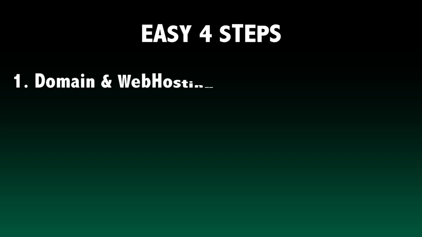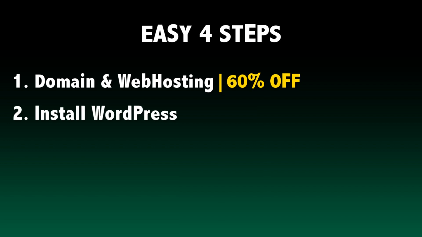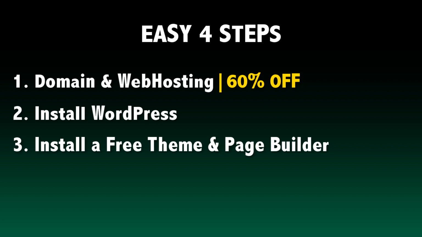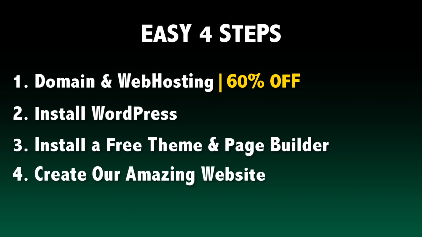So without further ado, let's get started. The first thing we're going to do is get a domain name and web hosting, and I can provide you through my link with a 60% discount off your hosting. After that, we will install WordPress. After that, we are going to install a free theme called Phlox and a free page builder called Elementor. And when we have done that, we will create our amazing website.